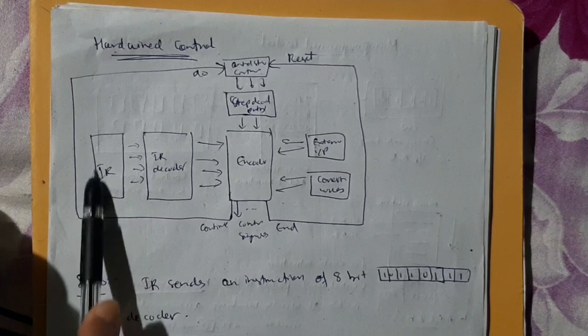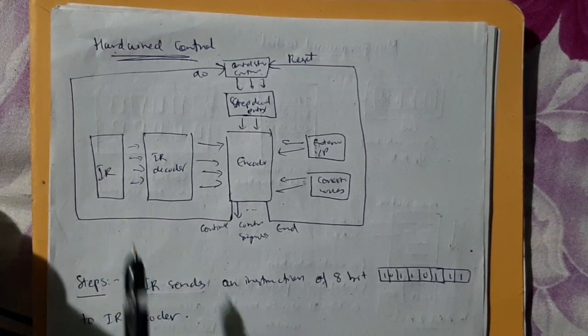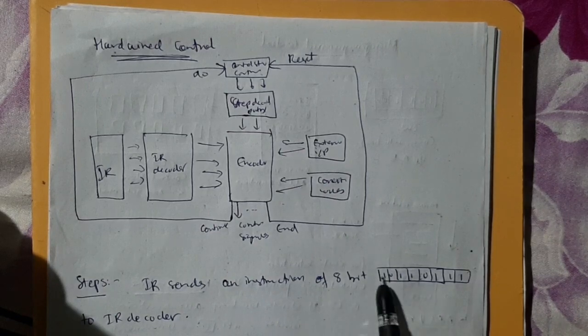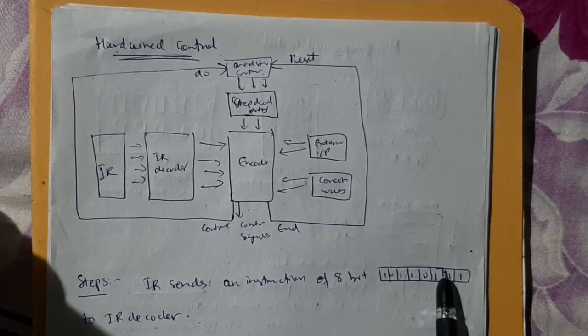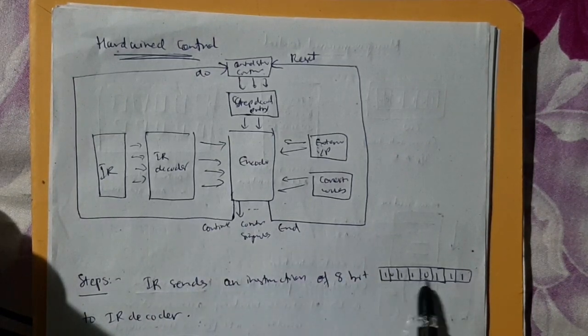In hardwired control, the IR is there. This is the instruction register. Whatever instruction is in the computer will be stored in the form of 8 bits. Suppose this is an instruction like add or subtract something. That instruction will be sent to the instruction decoder. What does this 11001 mean?